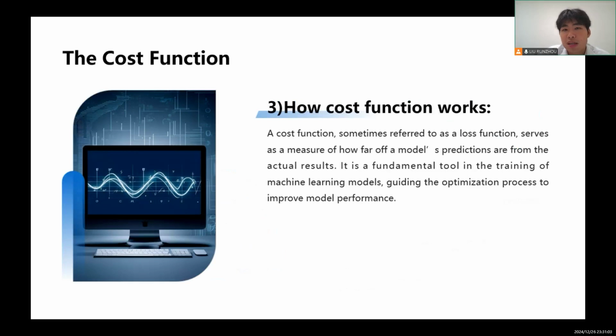Number three is how a cost function works. A cost function, sometimes referred to as a loss function, serves as a measure of how far a model's predictions are from the actual results. It is a fundamental tool in the training of machine learning models, guiding the optimization process to improve model performance.